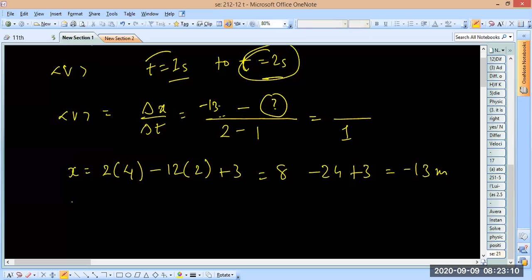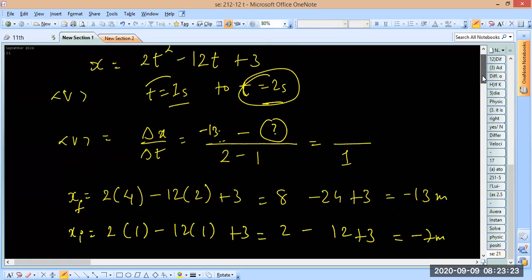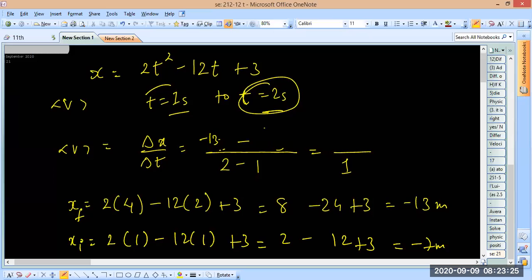Okay, so initial position is when time is 1, right? So this is going to be 2 minus 12 plus 3. So that is minus 7 meter. All right, so here we should write minus 7. So final answer is minus 13 plus 7, minus 6. Yes, it is minus 6 meter per second.